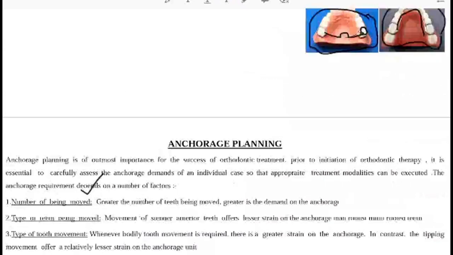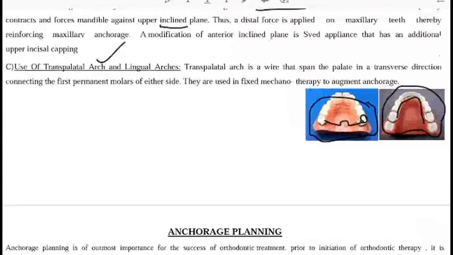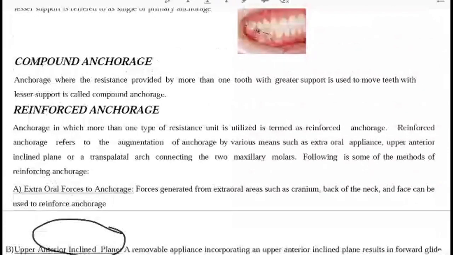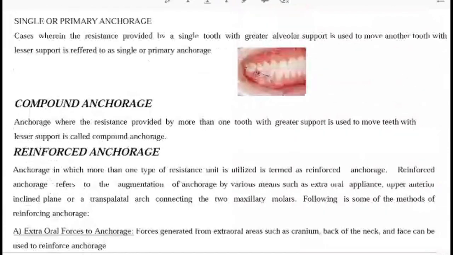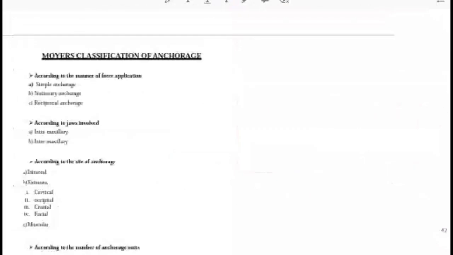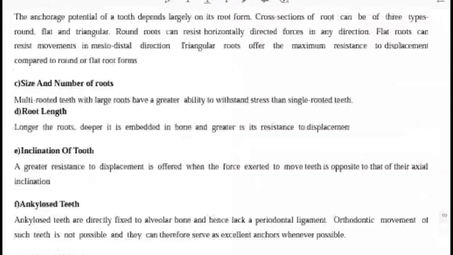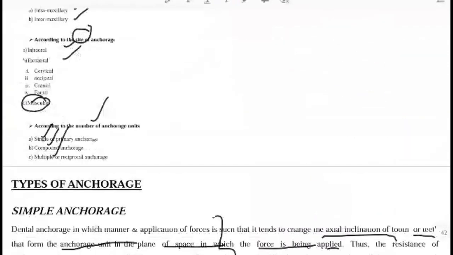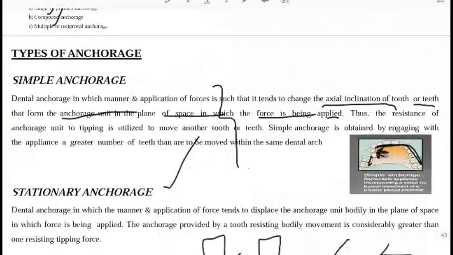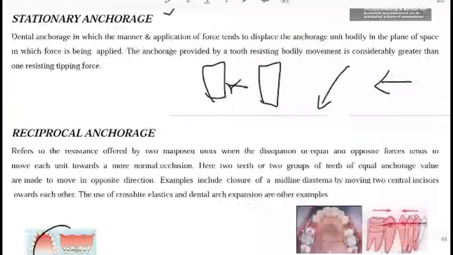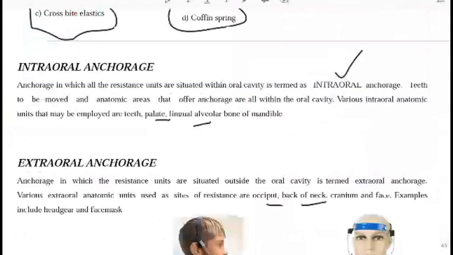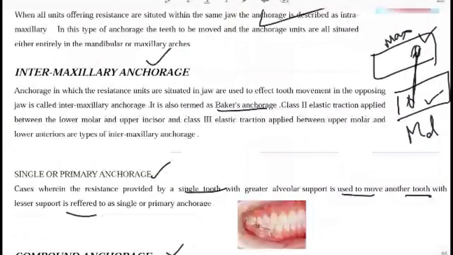So we started from what? We will again see. We started from the basics, definition. The intraoral source, where you have teeth, alveolar bone, musculature. For extraoral, you have cranium, cervical anchorage. You take it from the facial bone. Then you have Moyer's classification of anchorage. Then you have types. Then there is the simple and stationary. Then you have reciprocal, intraoral, extraoral, muscular, intermaxillary, intramaxillary, and you have simple, compound, and multiple.